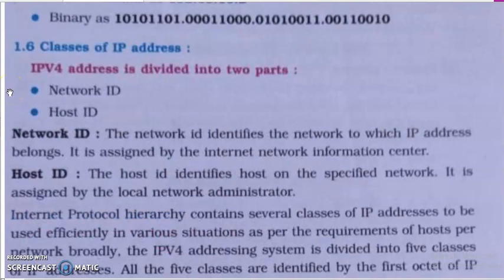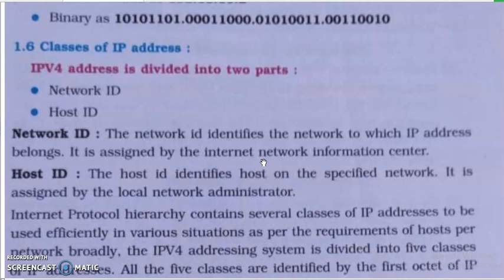Continuing further, we have classes of IP addresses. The IP address is divided into two parts. The first is the network ID and the next is the host ID. The network ID identifies the network to which the IP address belongs. It is assigned by the Internet Network Information Center.